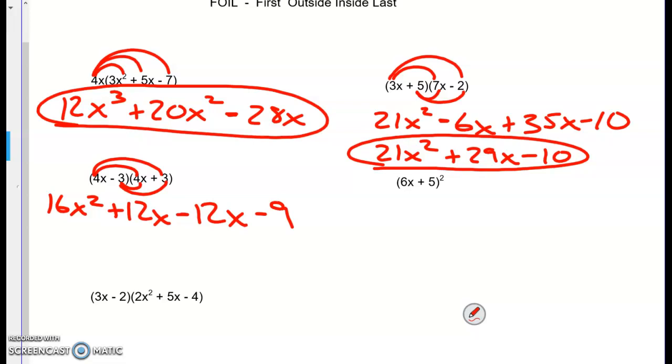And 12x and negative 12x cancel out. Since they cancel out, I don't leave the 0. It's just this.